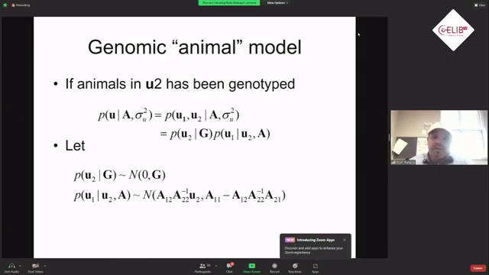For the first one, U2, which are the genotyped animals given the genotypes, that's a multivariate normal with a known mean and a known variance, and the variance is given by the genomic relationship between those individuals. And then for the non-genotyped individuals, this is the conditional distribution for their breeding values, which has a mean that is a weighted average of the breeding values of the genotyped animals, and a variance that is the marginal matrix A11 minus this contribution of the related individuals.